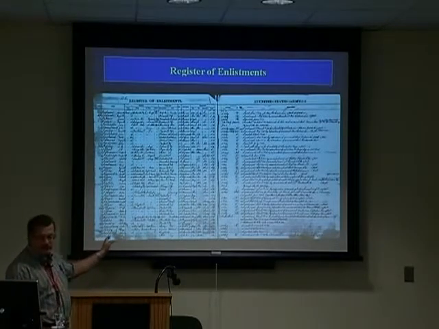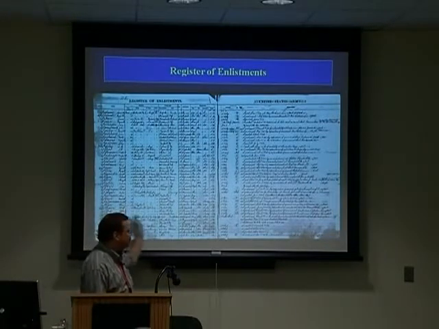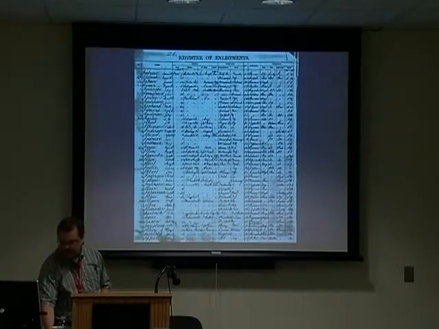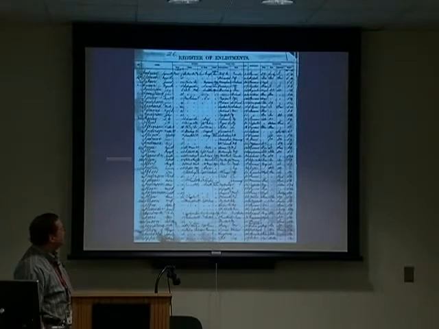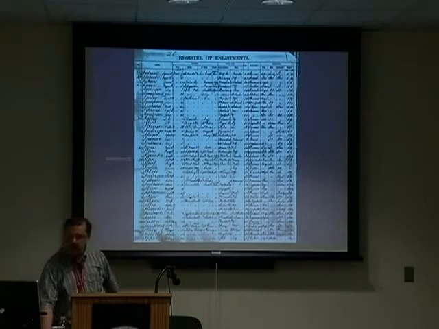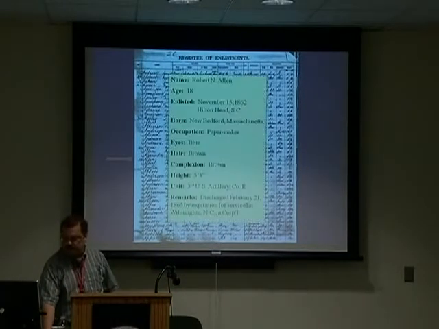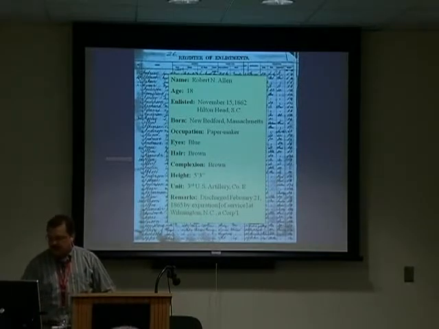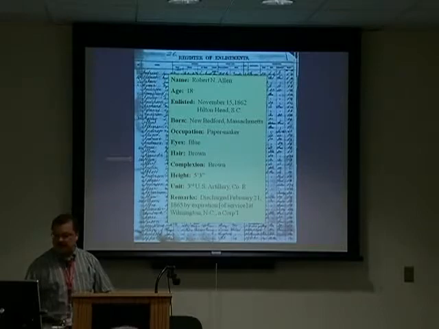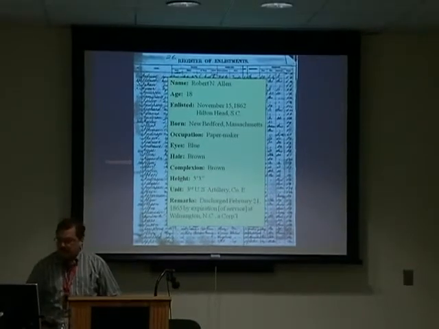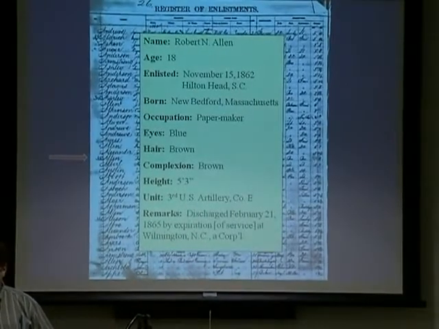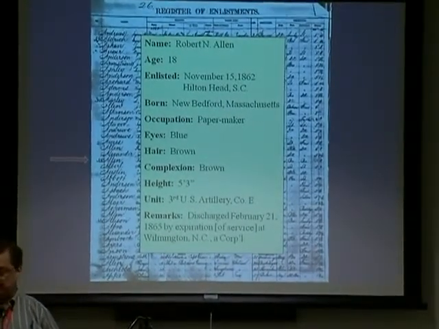Here's a typical example of what the register of enlistments look like. Again, each entry covers 2 pages. We'll take a specific look at this page, and we'll look at this soldier, Robert Allen. If you read through his entry, this is what you find out about him. He was 18 years old when he enlisted. On November 15th, 1862, he enlisted at Hilton Head, South Carolina. But he was originally from Massachusetts, from New Bedford. We find out that he is a paper maker.